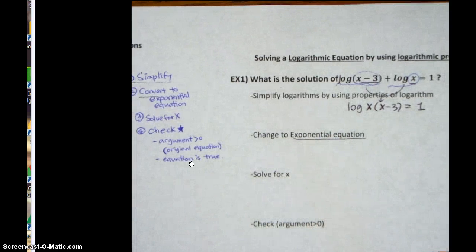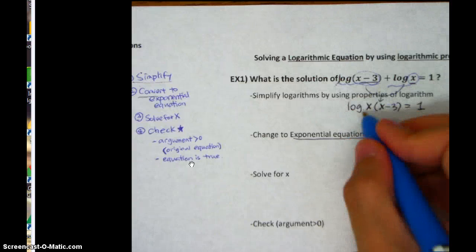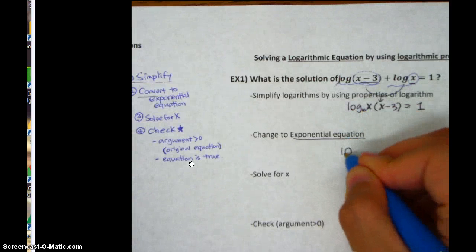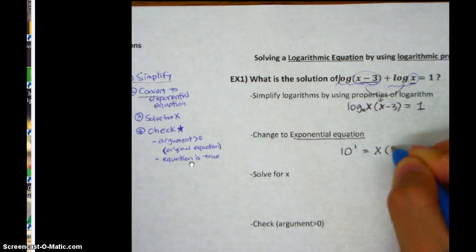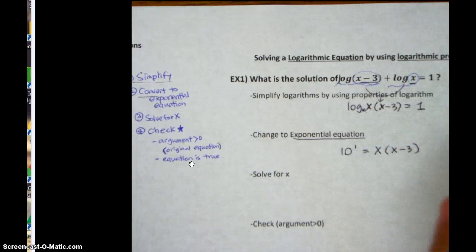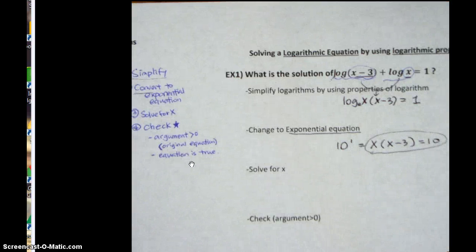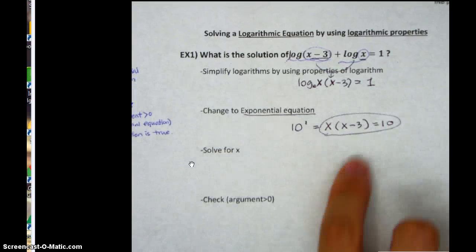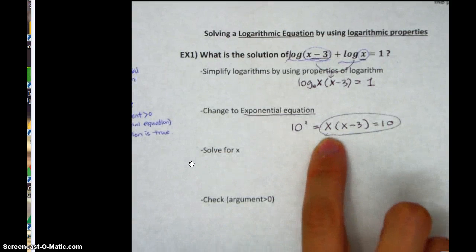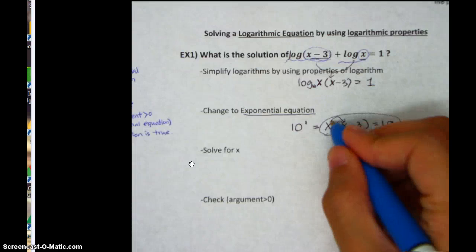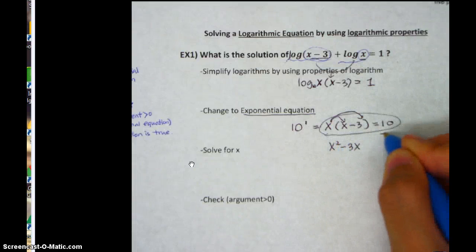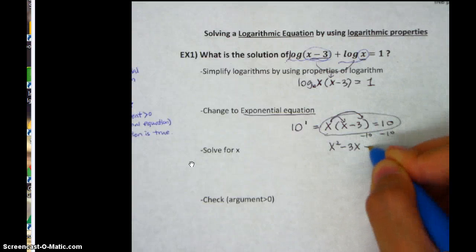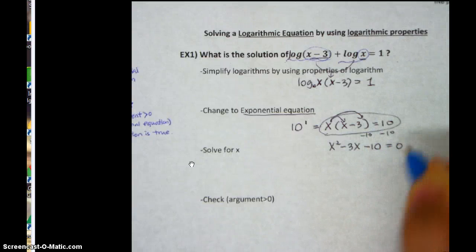Now we look at the base, which is 10 because there's no base written. So 10 to the power of 1, which is 10, is equal to x times x minus 3. So I'm just going to write 10 over here and solve this. Now this is just a plain quadratic equation, so we can distribute x. I'll get x squared minus 3x, and then I can subtract 10 from both sides. I'll get minus 10 is equal to 0.